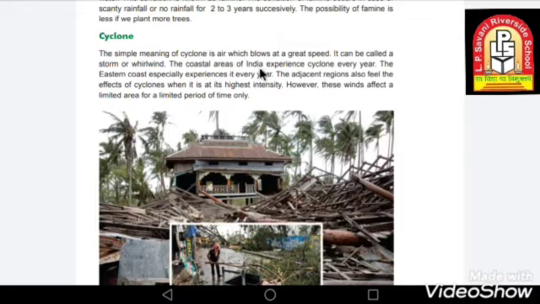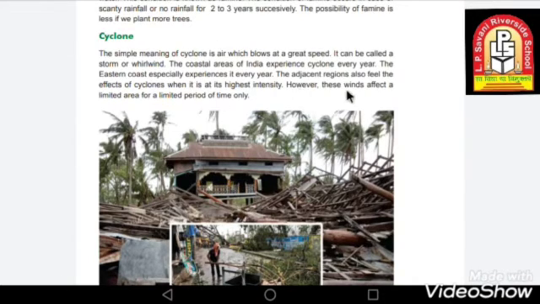The coastal areas of India experience cyclone every year, and the eastern coast especially experiences it every year. The adjacent regions also feel the effects of cyclone, and the regions nearby the coastal areas also experience it. That is, the amount of wind is very high in the area where there is sea, and because of that, the wind is called a cyclone.